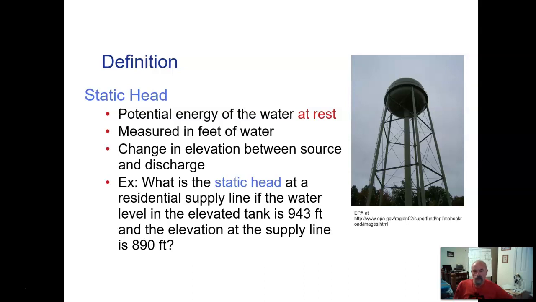What is a static head at a residential supply line? If the water level in the elevated tank is 943 feet and the elevation at the supply line is 890 feet, you would subtract the two. 890 from 943 feet equals 53 feet of water.